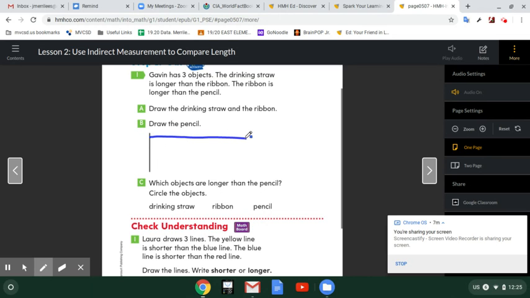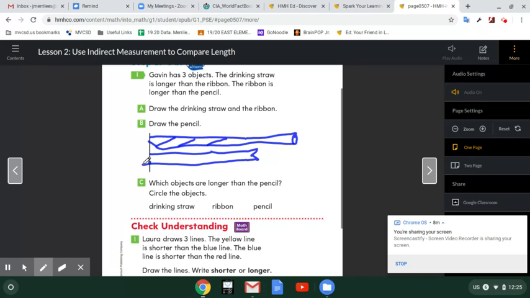So I'm going to make a drinking straw. Okay, look as much like a drinking straw as I can. Maybe it has, sometimes they have stripes on them. There's my drinking straw. Very crookedy. And then it's longer than my ribbon. So here's my ribbon. I'm going to make my ribbon cut on the end like that.